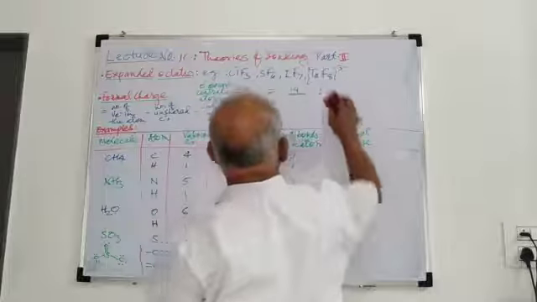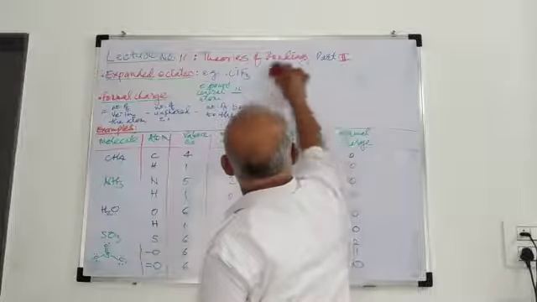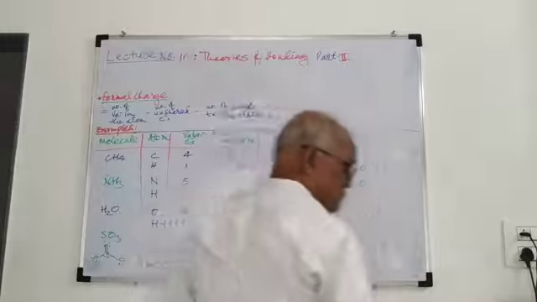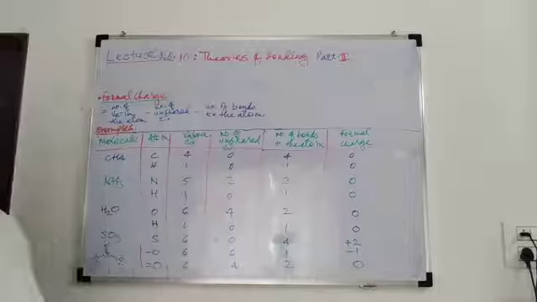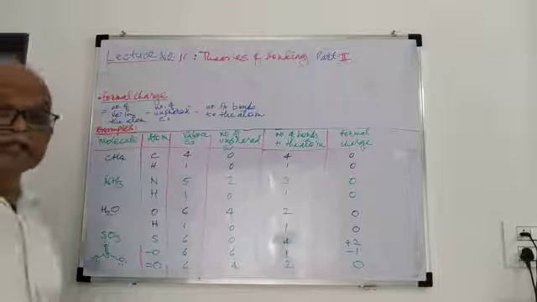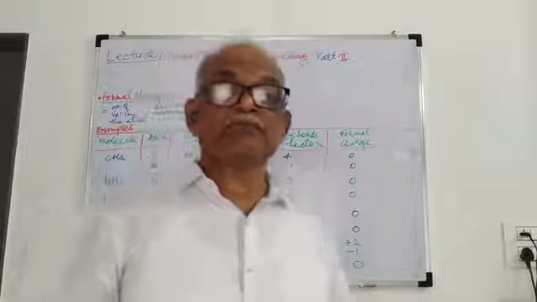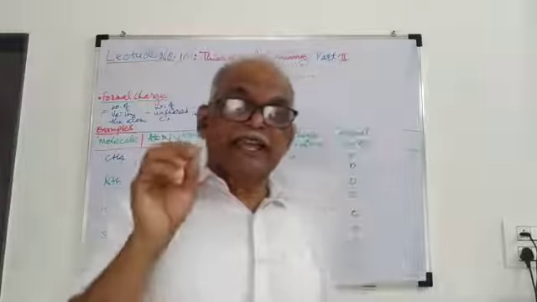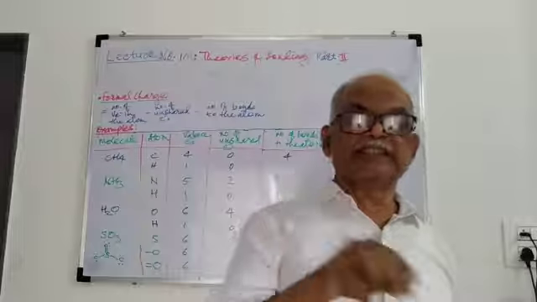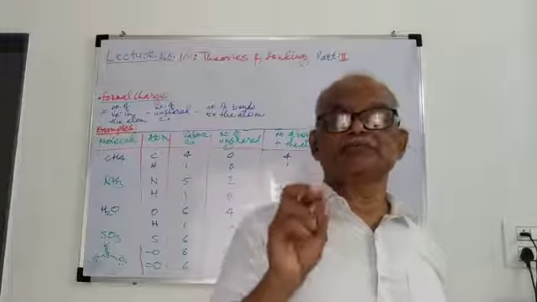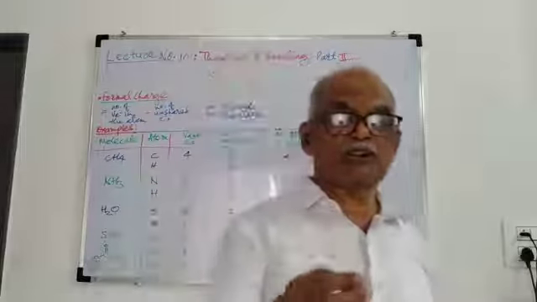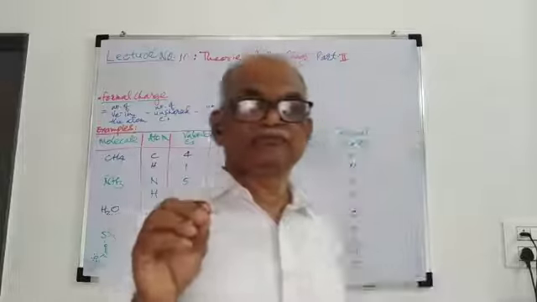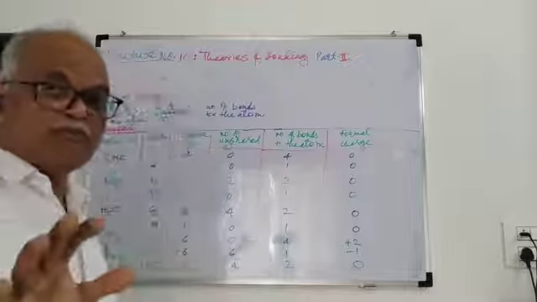Then next point is formal charge. What is meant by formal charge? When the molecule or the ion is formed, the atoms present in the molecule have some charge, either positive charge, zero charge or negative charge on every atom or ion. So this gives the formal charge.